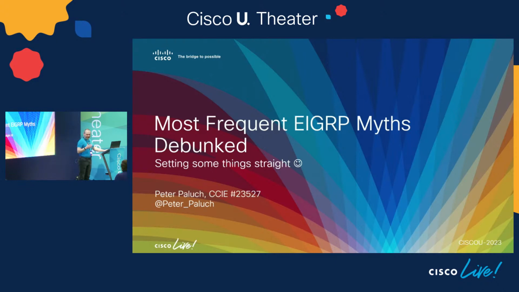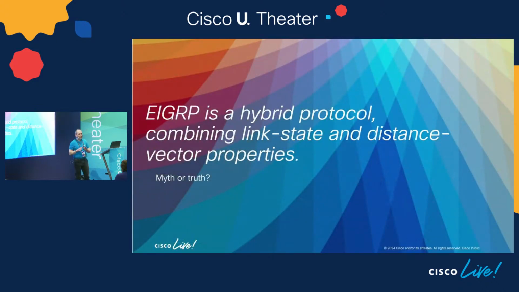So without further ado, let me go to the first hype that you see so often described in textbooks, in courses, or even simply in the information out there. And it says, EIGRP is a hybrid combining the best properties and qualities of link state and distance vector routing. Please, hands up who has ever seen or heard this claim. Okay, probably everybody. Is it true or is it a myth?